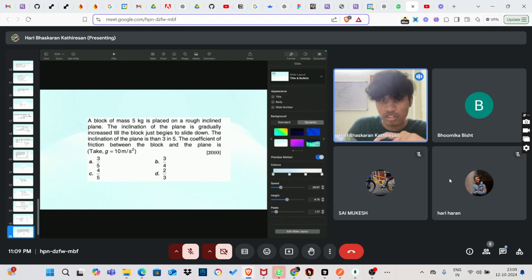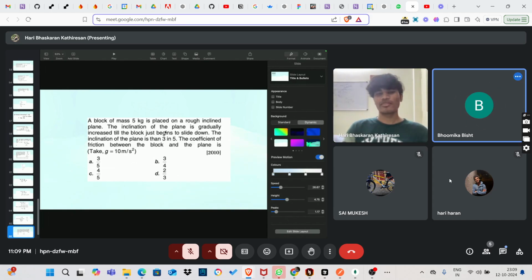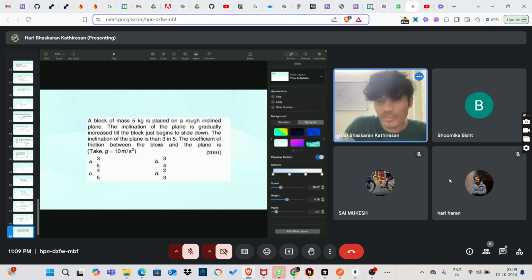Okay, first of all, do you know what 3 in 5 means? 3 in 5 means it is sine theta, not tan theta. 3 is the opposite side of the angle and 5 is the hypotenuse. They generally write the angle in this notation sometimes, so try to remember this.